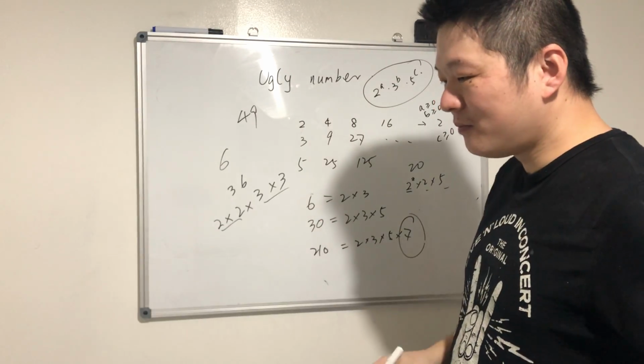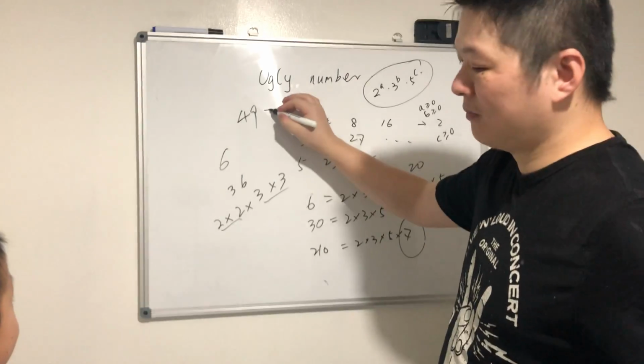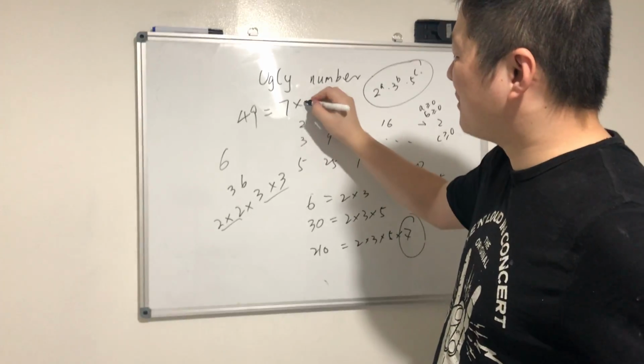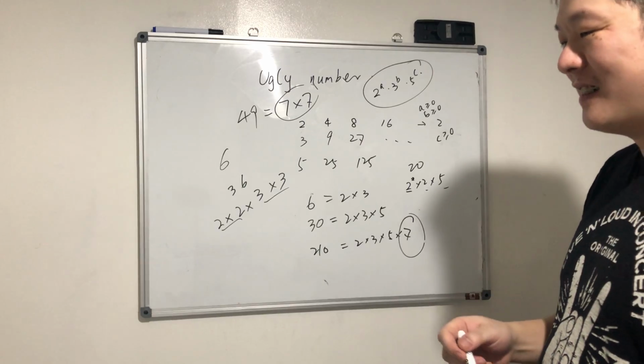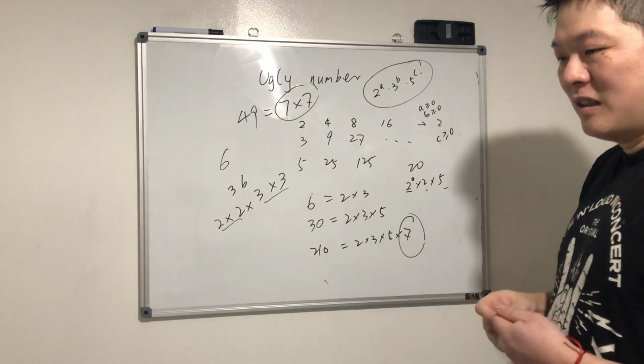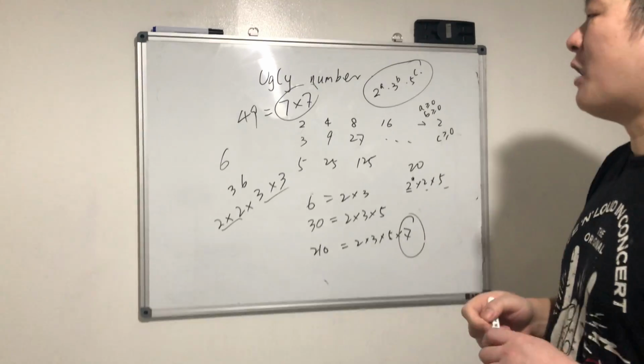49. No, because it's 7 times 7. It's not ugly, right? Yeah? So you are just using the same number times itself.